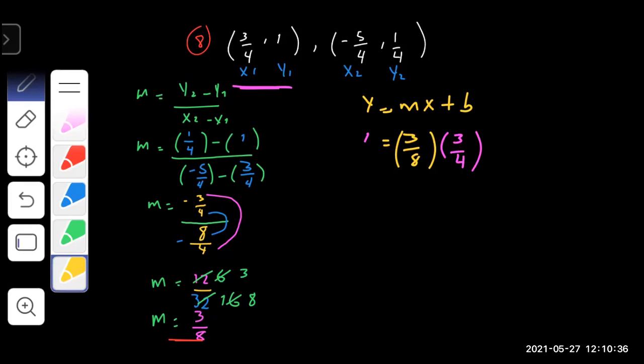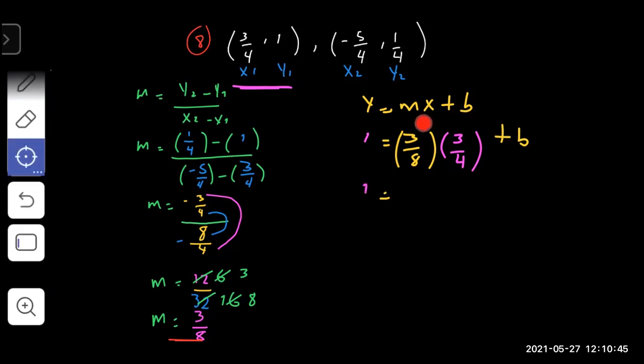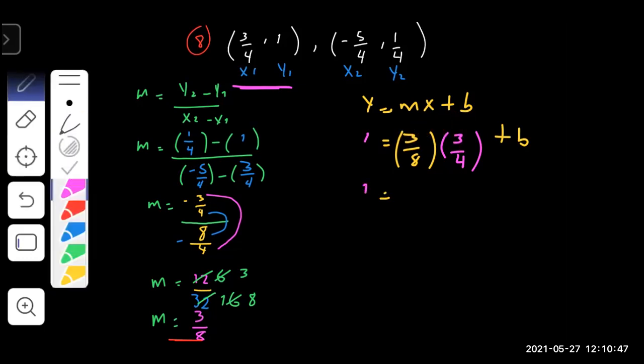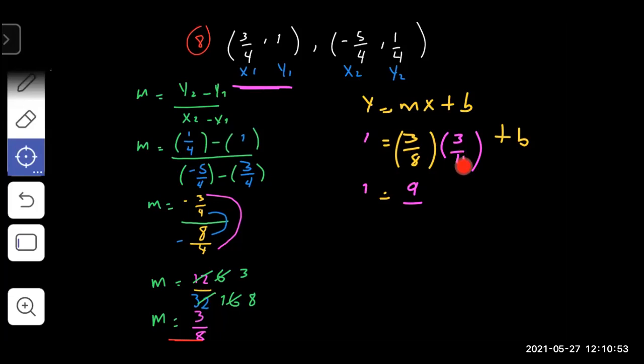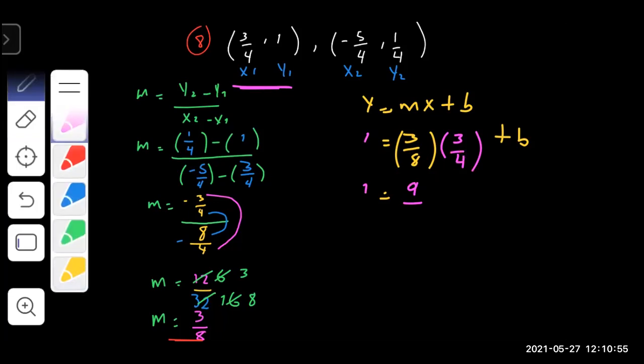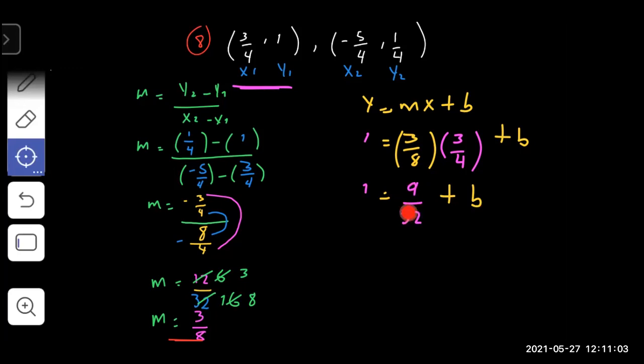Okay, and plus b, we just copy that value. Okay, let's simplify, guys. This one I just copy. And now this fraction, let's multiply. 3 times 3. 9. 9 over 8 times 4. 32. Thank you. Plus b, guys. If you can simplify here, do it.